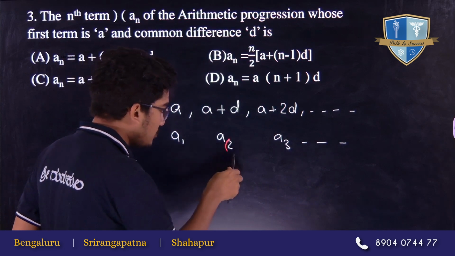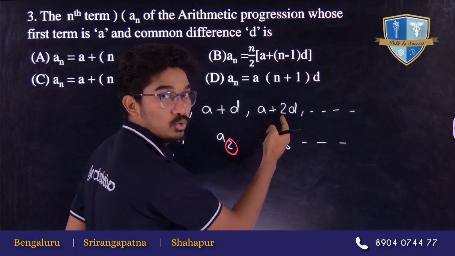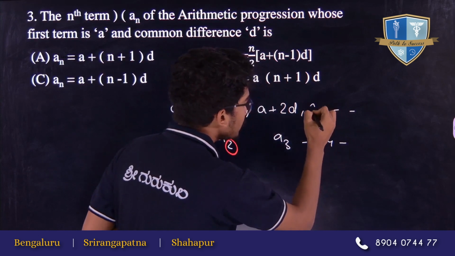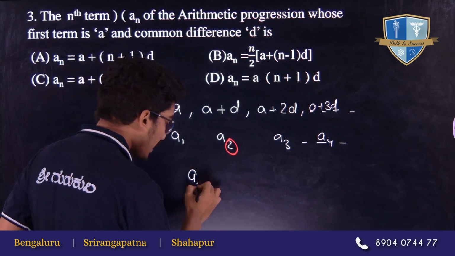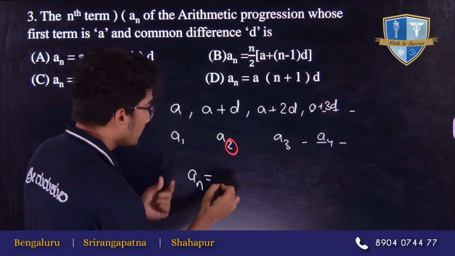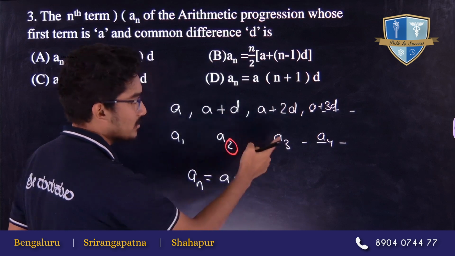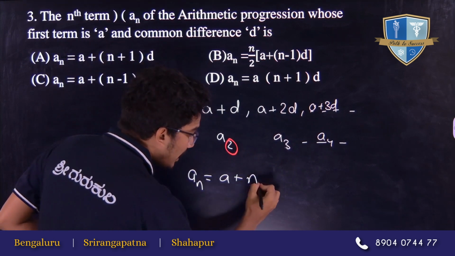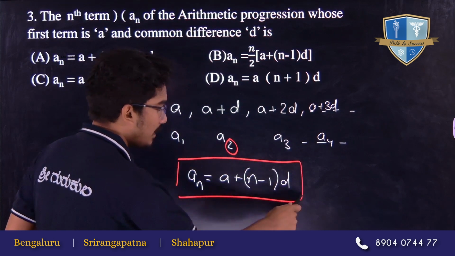If it's 2, it's 2 minus 1 times d. If it's 3, it's 3 minus 1, 2 times d, correct? So if it's 4, a4, it will be a plus 3d, correct? So let's make a general term an, correct? An will be a plus n minus 1 times d. See here 2, 2 minus 1, here 3, 3 minus 1, 4, 4 minus 1. So n minus 1 times d. So this will be our general term of an arithmetic progression.